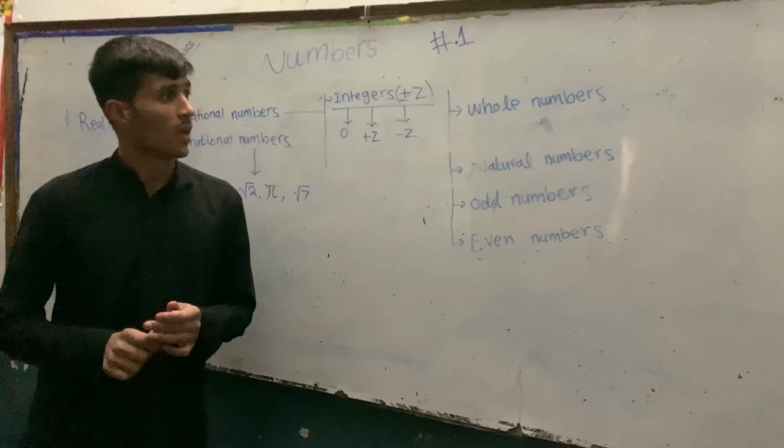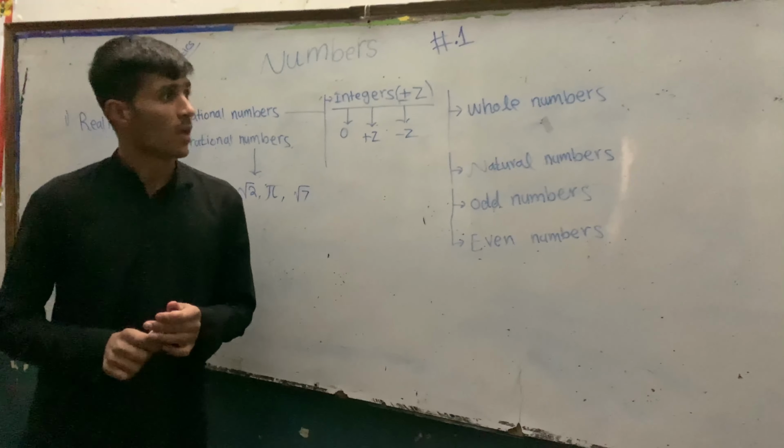This is the sign of infinity. Whole numbers are those numbers which start from 0 and continue infinitely, and whole numbers are one of the types of integers.